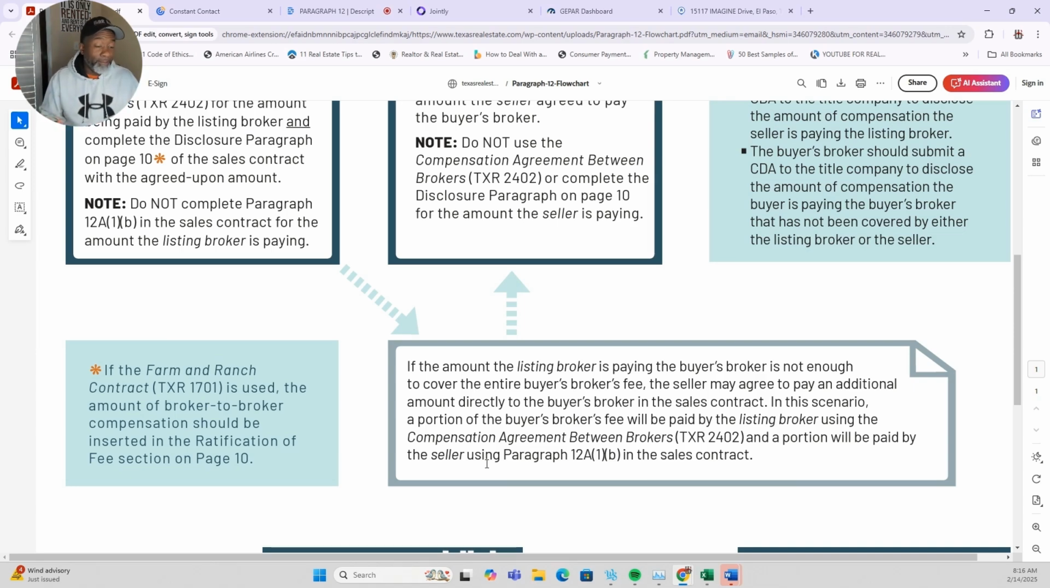Let's say the seller's paying 2% and the listing broker's paying 1%. You could use both of those, the 2402 and the paragraph 12A1B, to reflect what's being paid. And it's going to be paid out on the CDA the same way. So that's another thing to look at as well. And I would imagine on that particular scenario, now we're using 12A1B to reflect the 2%. And then on page 10, right, there will be 1% coming from the listing broker. So the combination would work there, right? That's the scenario where the combination would work. So keep that in mind as well.